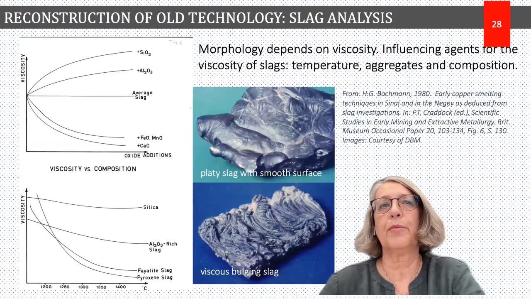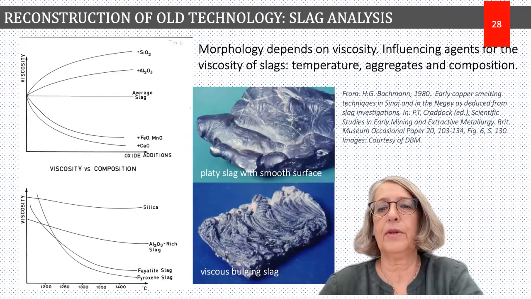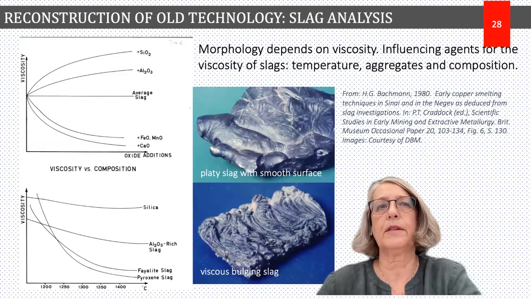Also, modern experimental metallurgy can add valuable insights into the properties of the slags, such as the relation between viscosity, elemental composition, and smelting temperature. The 2 images show that the surface shape of slags highly depends on their viscosity.